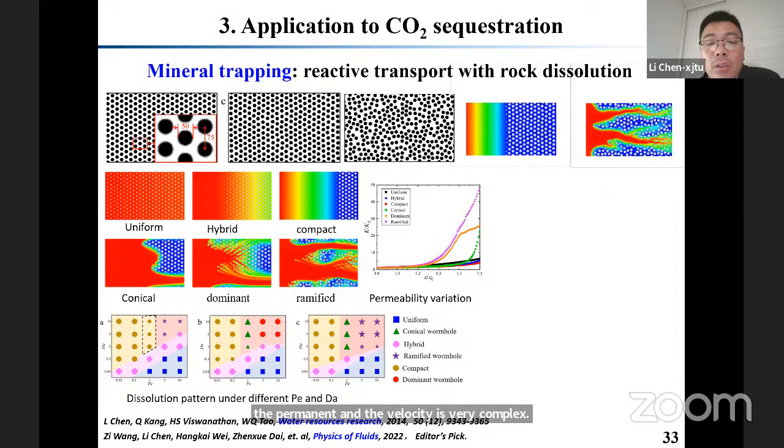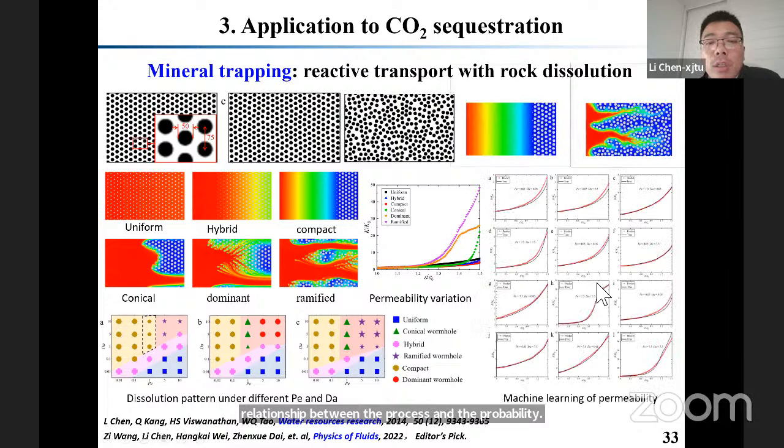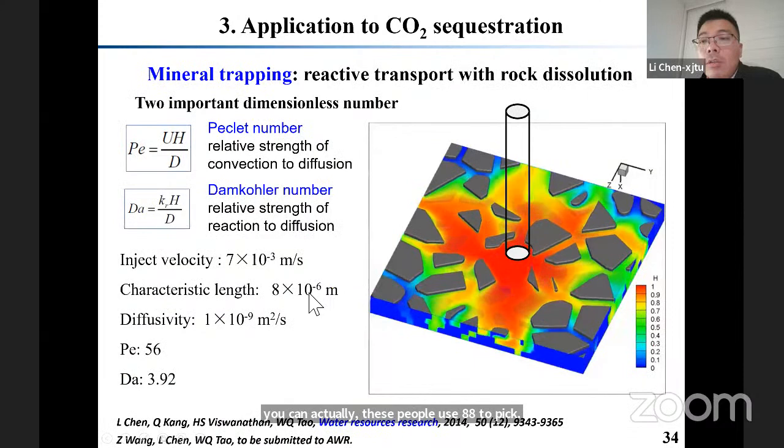So in our group, we further developed a machine learning method to predict the permeability. This work is also published in POF, and this paper is actually an editor's pick. And finally, we extend our work to 3D simulations.